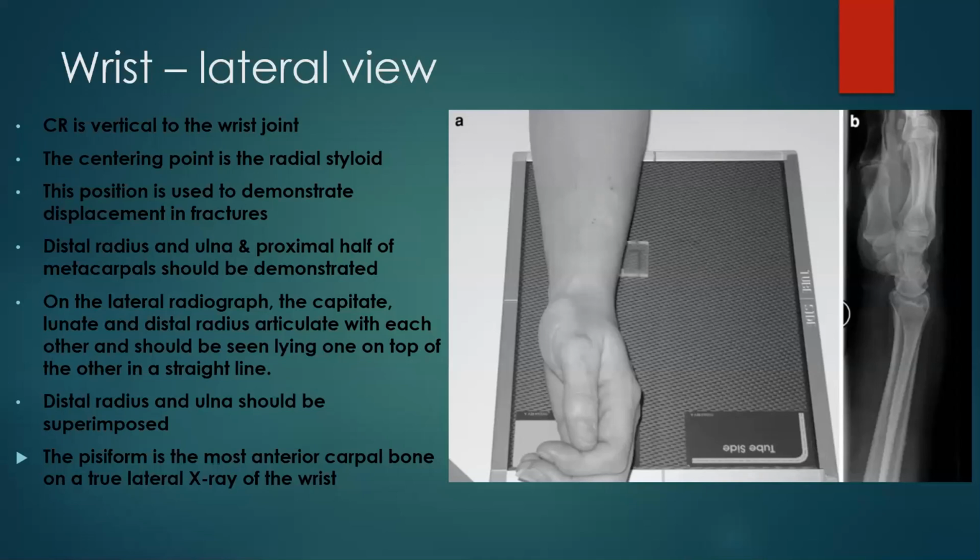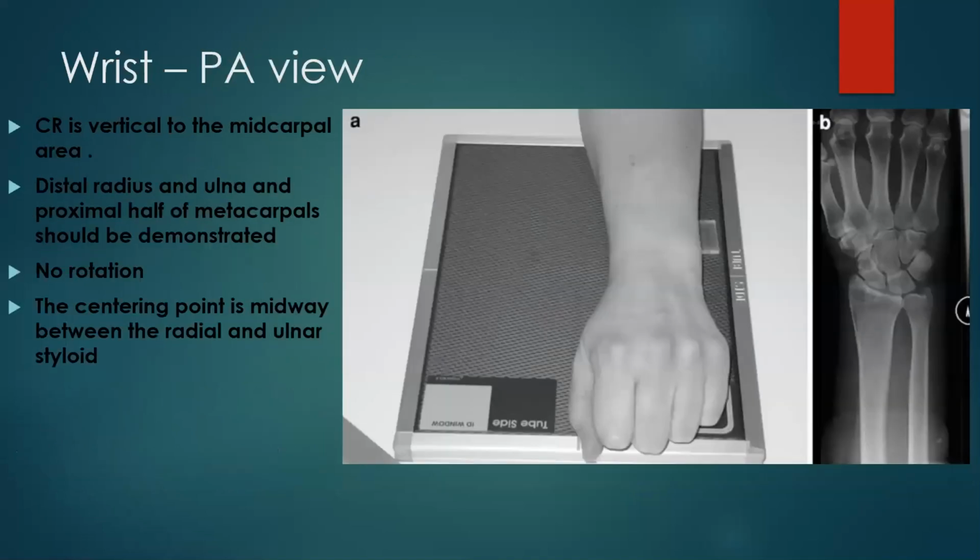On the lateral radiograph, the capitate, lunate, and distal radius articulate with each other and should be seen lying one on top of the other in a straight line. Distal radius and ulna should be superimposed. The pisiform is the most anterior carpal bone on a true lateral X-ray of the wrist.